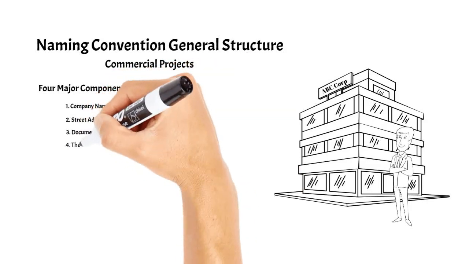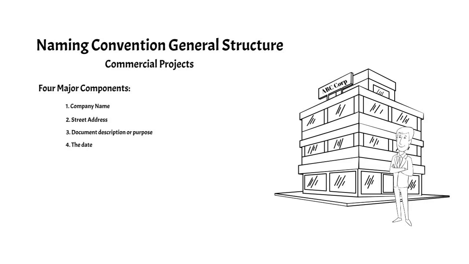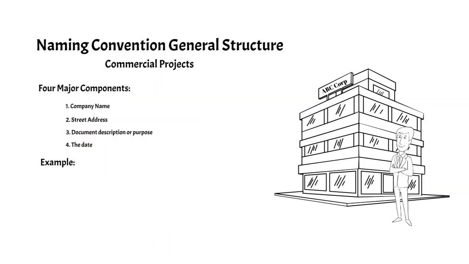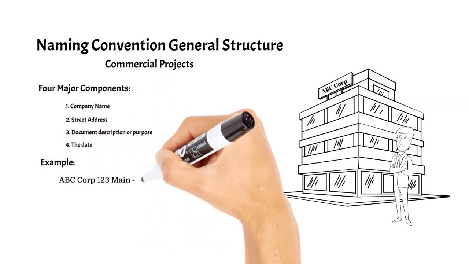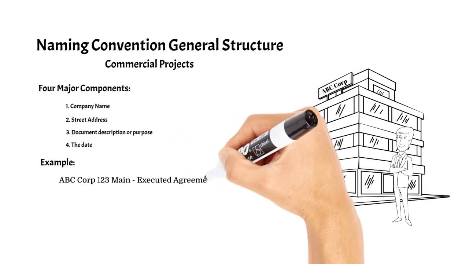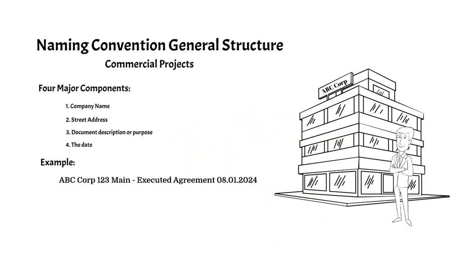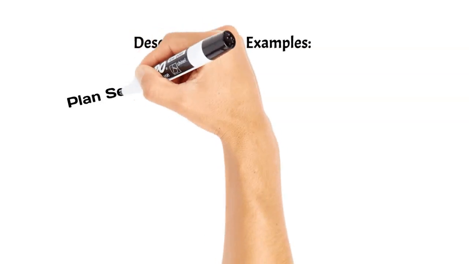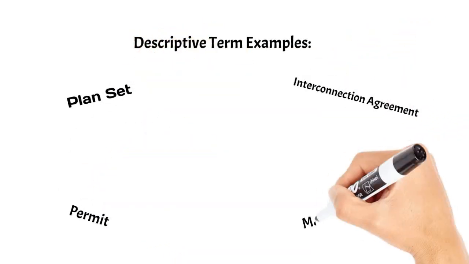Lastly, we want to include the date, so that we can later identify a timeline between documents, that will help us determine which document version is old, and which document is current. We can also use the date to identify the time of issuance, or completion. In this example, you can see that we've identified this document as an executed agreement. We want to use unique descriptive terms that quickly and easily identify what the document's purpose is. Some examples of this might include plan set, interconnection agreement, permit, or main panel photo.